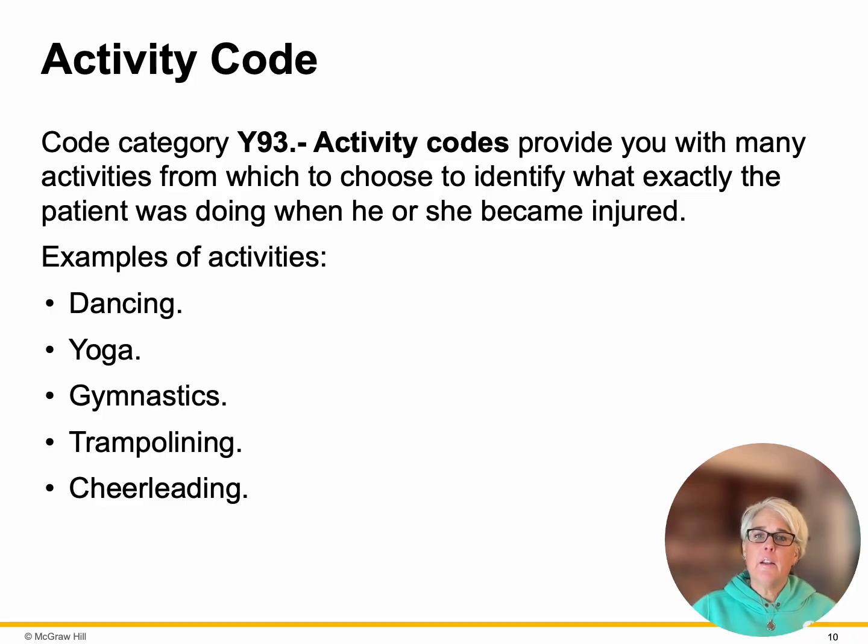Activity codes in Y93 explain what the patient was doing, such as dancing, gymnastics, maybe they were horseback riding or cheerleading or yoga, any number of things that they could have been doing when the accident occurred. These codes are especially useful for sports injuries and help public health experts track which activities carry a higher risk.